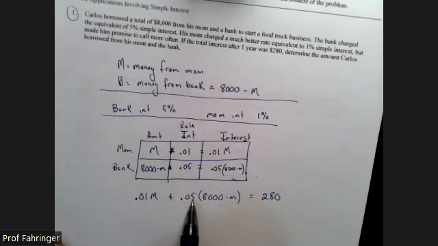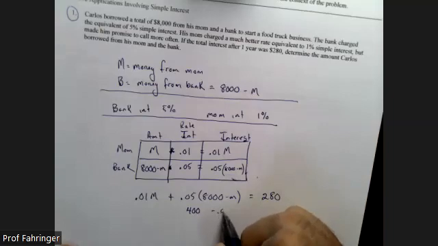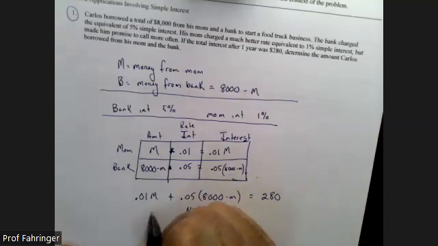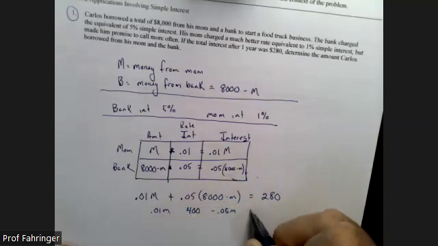That's 2 decimal places. 80 times 5, I'm guessing that's going to be 400. Sound about right? Minus 0.05 M, 0.01 M equals 280.